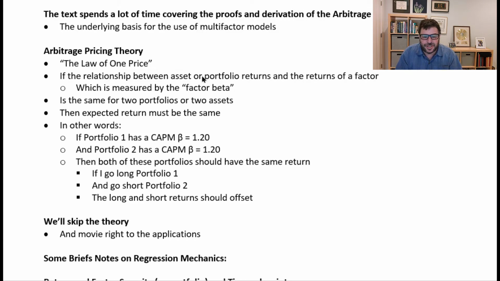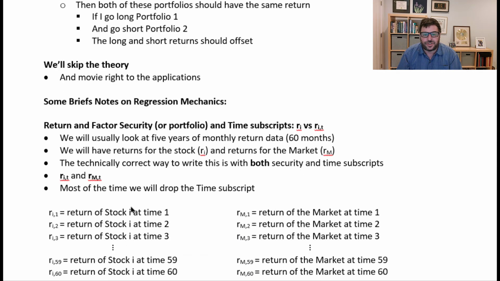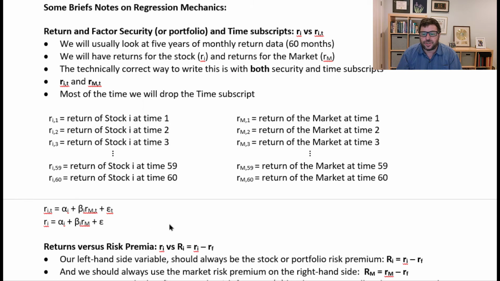Another application that the text does is instead of relating two different securities to each other, we can relate all the securities to a factor, and that's going to allow for this sort of complex portfolio construction that, again, we're really going to skip. We're just going to skip this theory, and we're going to move right to this application, which is these multivariate regressions. And I just want to give you a couple of quick notes on the mechanics of regressions. So first, how are we going to write this stuff? What do our notations, what do our subscripts look like?